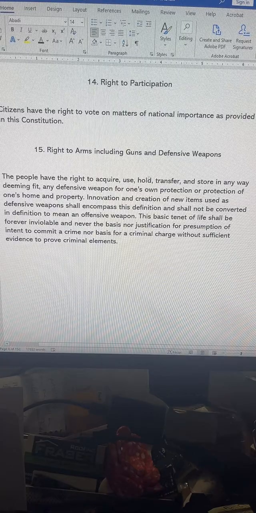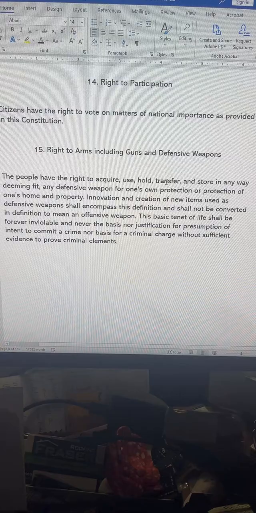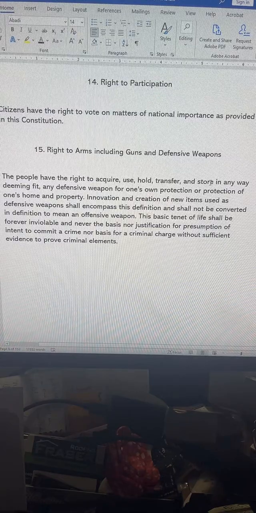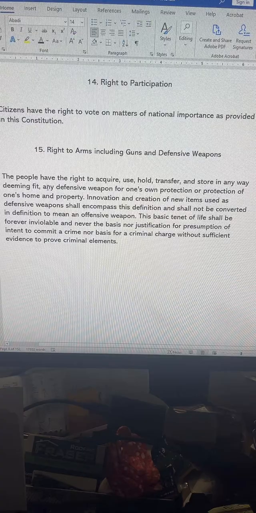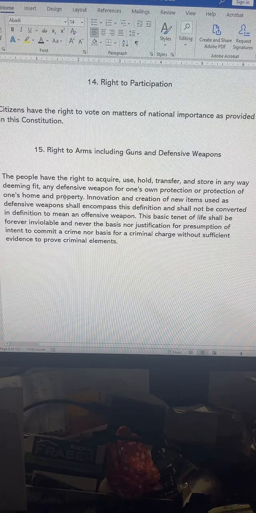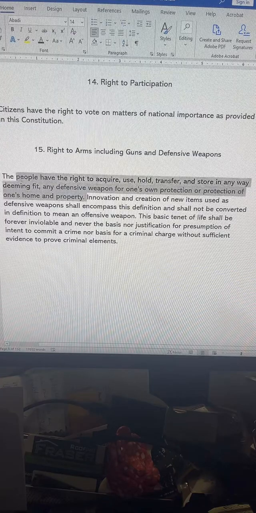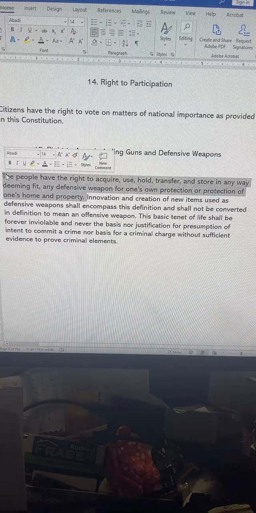your house. You can transfer it, right? The legal right for one person to have it or the other. Or you can store it. You can put it in a box, lock it up, put it somewhere, right? In any way deeming fit. Any defensive weapon for one's own protection or protection of one's home and property, right? So this is the basic use of a defensive weapon.